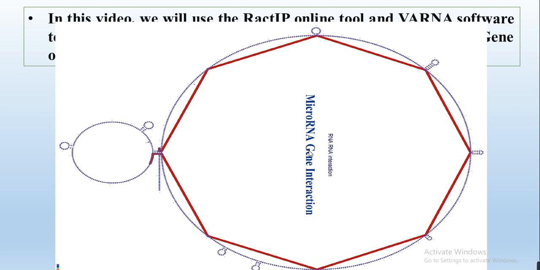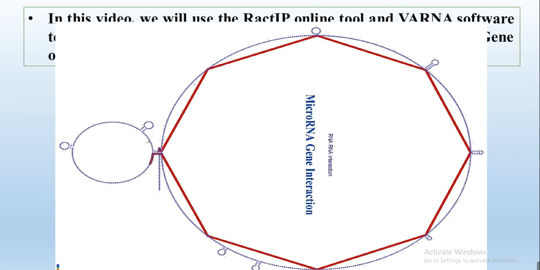In this analysis, we can see this type of result, in which our gene of interest and the microRNA interact, showing how the microRNA interacts with our gene of interest and regulates it. The red line shows the interaction of the microRNA with our gene of interest. How do we get these results? Let's start.